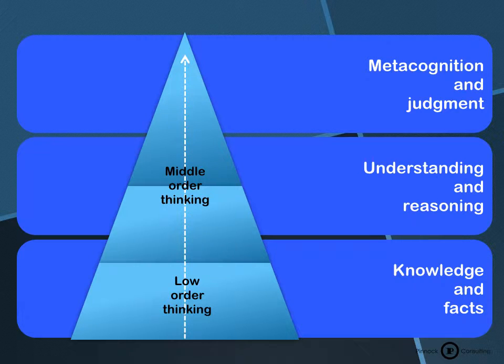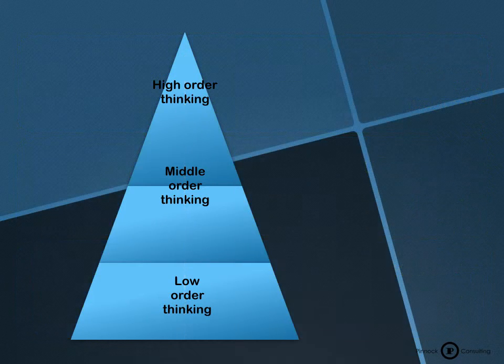From there, we want them to develop a good understanding and be able to reason, and that is your middle order thinking. And then, of course, your highest order of thinking is your metacognition and judgment. Now, in history, these 3 levels are divided up into a percentage weighting, and this will determine how much of the assessments should be set at this level.